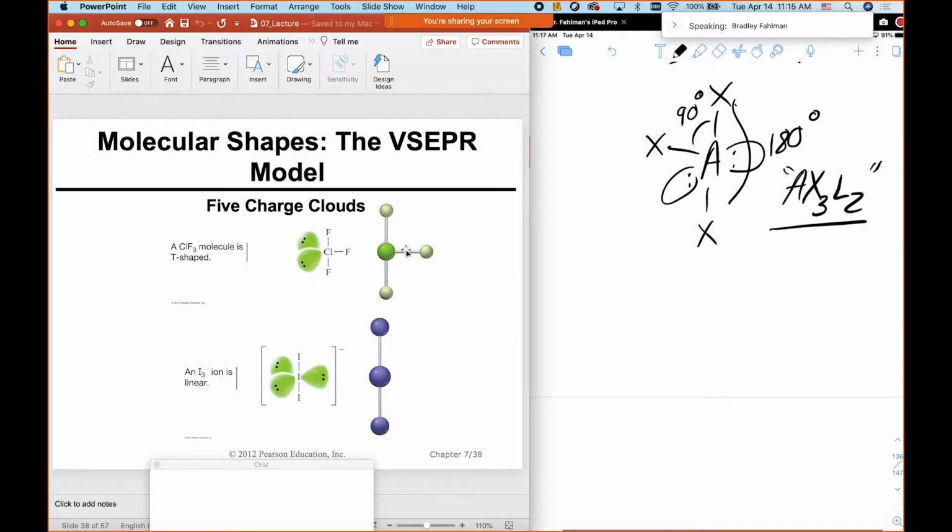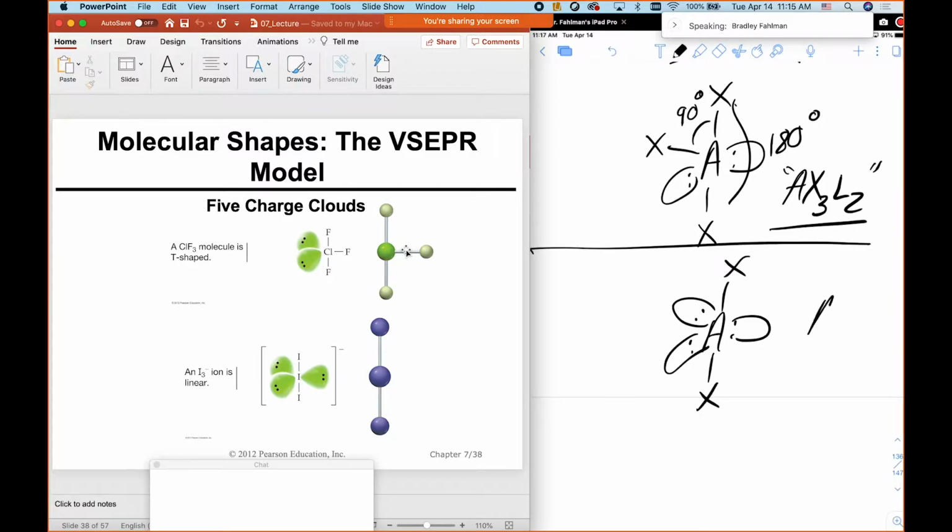Okay, and then the other one is if you replace all three of those that are on the plane that form that trigonal planar unit, if you replace all of those with lone pairs. So now all three of those are lone pairs, and now you've got AX2L3. This one was, again, T-shaped. This one is just going to be linear, because the only angle you have is 180 degrees now. So it's just linear.